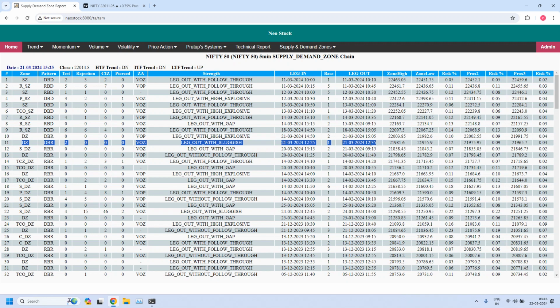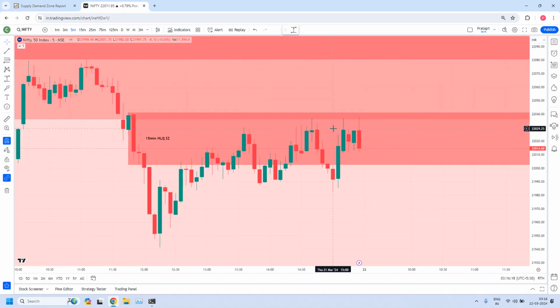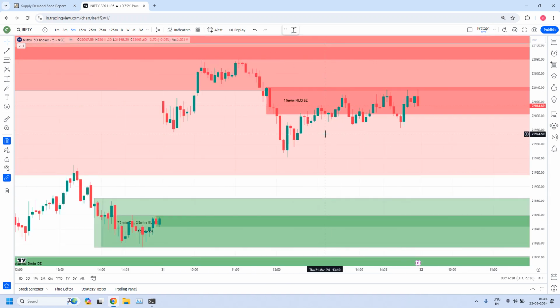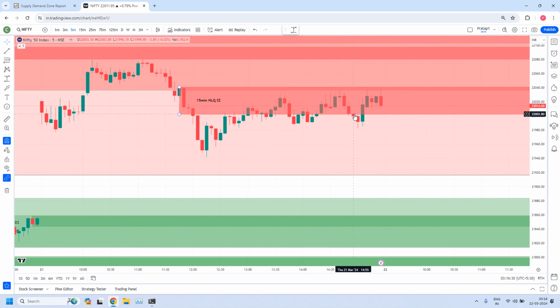This is the one we have seen, right? 1225 and 1235. My bad, not this one. This is 1450, 1220. This is the one. Sorry, not this one, this is the one. Drop base rally. This is the zone.